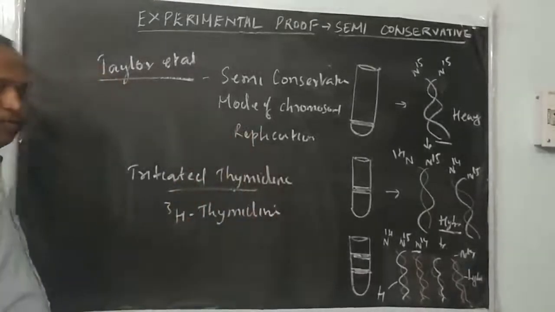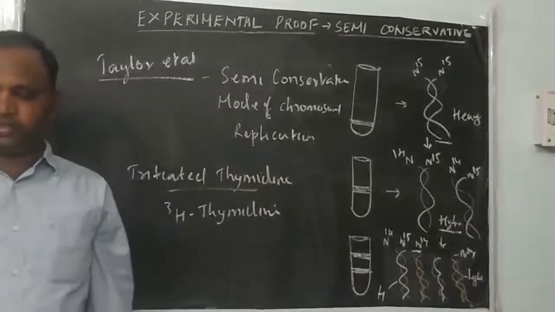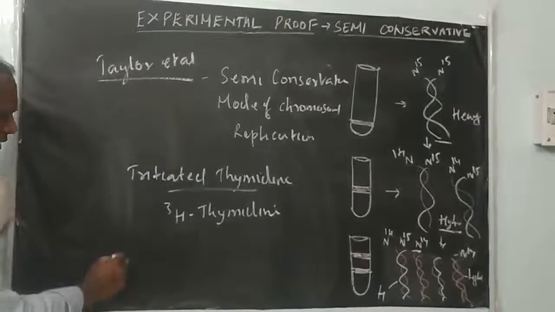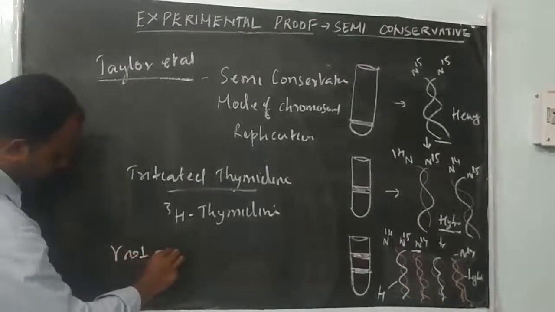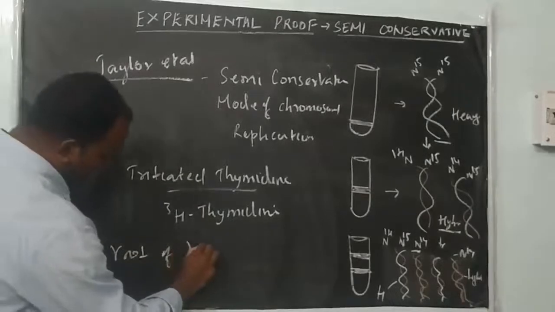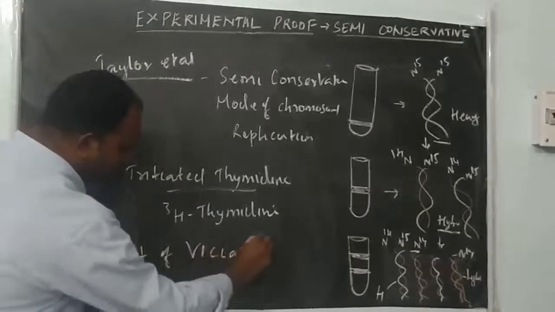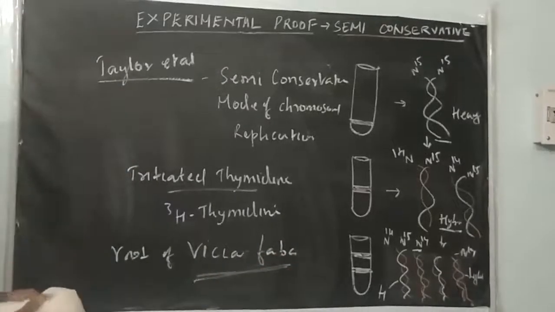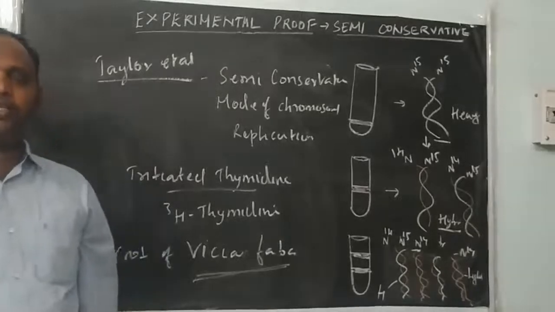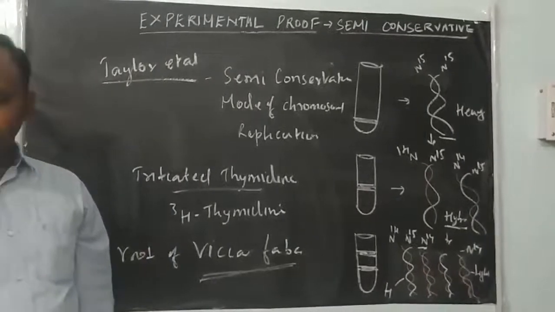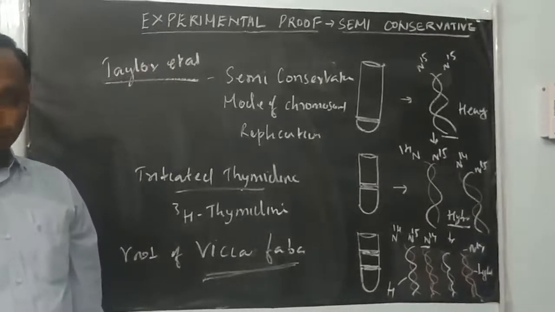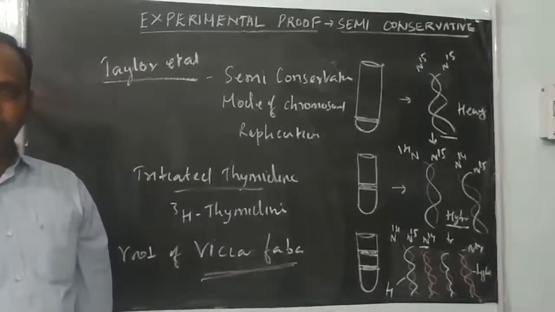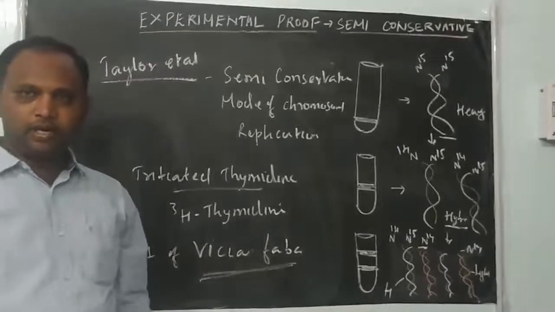So in eukaryotes, they proved the semi-conservative mode of chromosomal replication. Which organism did they use? Mostly the roots of Vicia faba, faba beans. It's a very important one. Taylor et al. proved the semi-conservative mode of chromosomal replication using tritiated thymidine, H3 thymidine, in the root of Vicia faba, faba beans. From this they confirmed the semi-conservative mode of DNA replication, right?